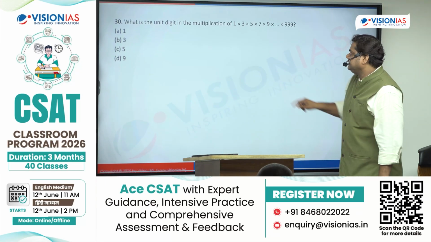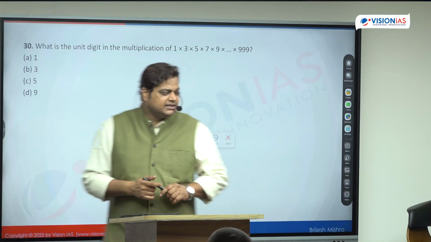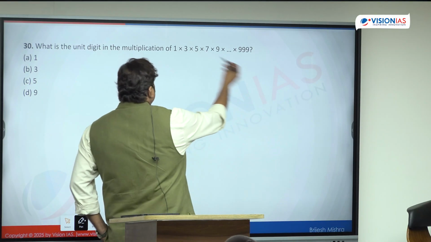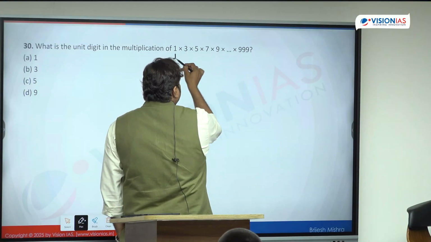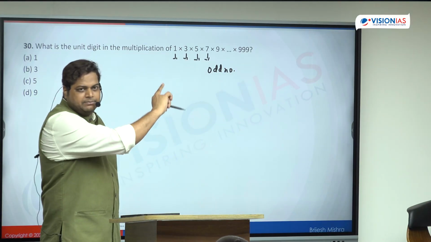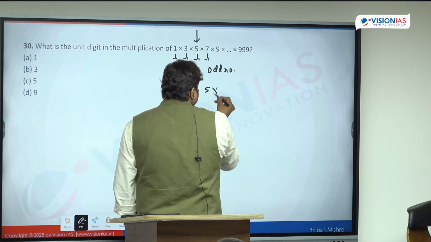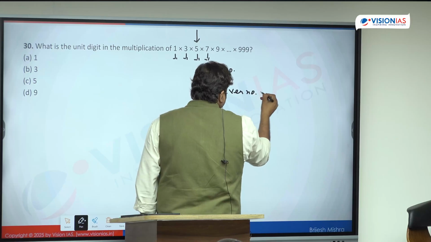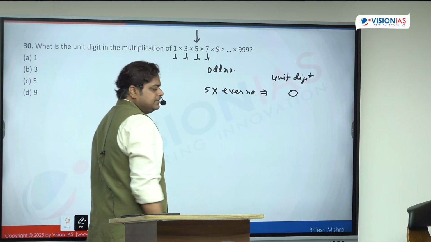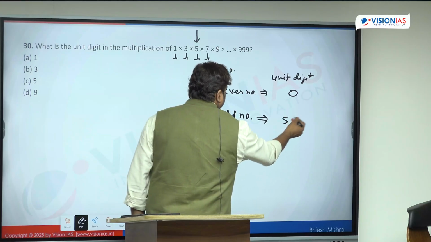See, what is the unit digit in the multiplication of this? This question we have solved in the classroom itself. Classroom में ही करा था ये solve हमने. This is the property of 5. 1 into 3 into 5 into 7. So this way we can see everywhere we are getting odd numbers. All the numbers in this series, odd numbers. And 5 is there. 5 multiplied by even number at unit place, we get 0. 5 multiplied by odd number. At unit place, we get 5.